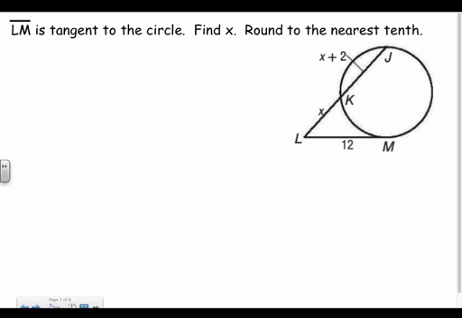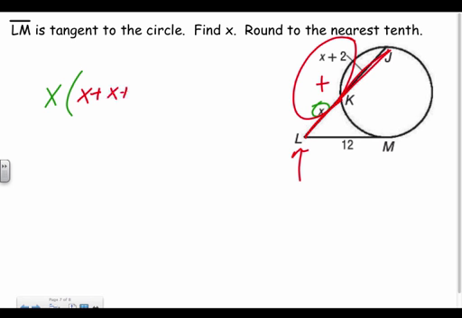So here we go, intersection on the outside, so let's follow that rule. It's kind of like outside piece times whole. I got this big segment here, so I gotta take the outside piece, which is x, times the whole thing, which is x plus 2, right? It's these two added together. So x times x plus 2. Be careful here. So it's outside piece times that whole length.